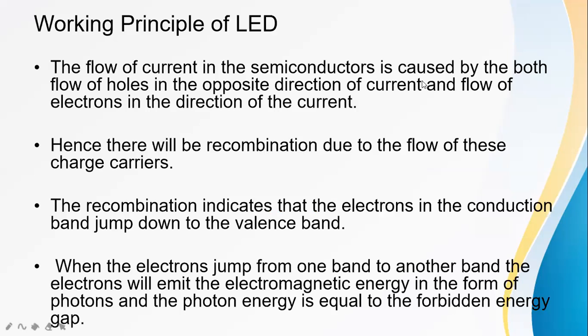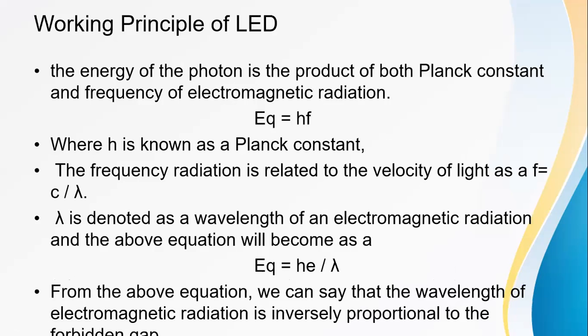The flow of current in the semiconductor is caused by both the flow of holes in the opposite direction of current and the flow of electrons in the direction of current. We already know that whenever the diode is in forward bias, electrons move from N to P type material and holes move from P to N type material. Hence there will be recombination due to the flow of these charge carriers. The recombination indicates that the electrons in the conduction band jump down to the valence band. When electrons jump from one band to another, they emit electromagnetic energy in the form of photons, and that photon energy is equal to the forbidden energy gap.